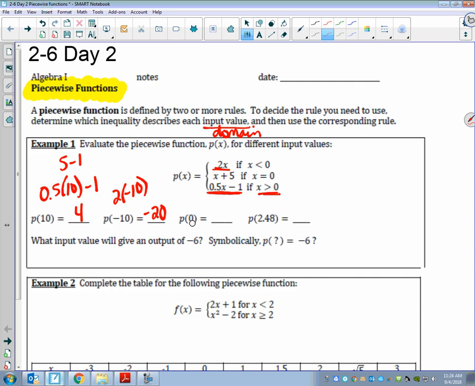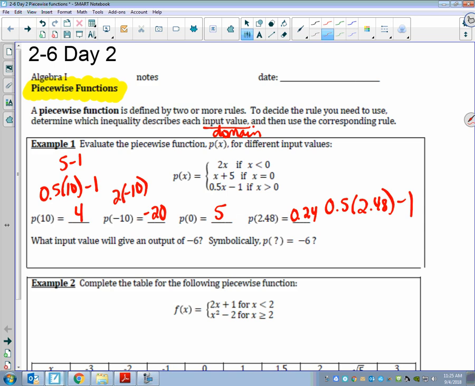What about p of 0? Well, 0 is right here, right? That's only when x plus 5. So 0 plus 5 is 5. What about 2.48? Where would that one fall? Well, 2.48 is bigger than 0, so I would take 0.5 times 2.48 minus 1, and I'd have to get my calculator for that one. 0.5 times 2.48 minus 1 is 0.24. Okay? So don't get scared by all that. It just tells you which piece to use.